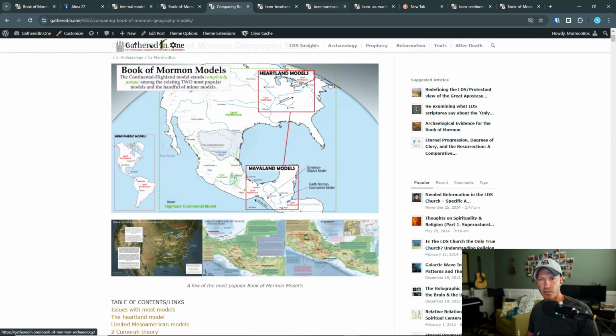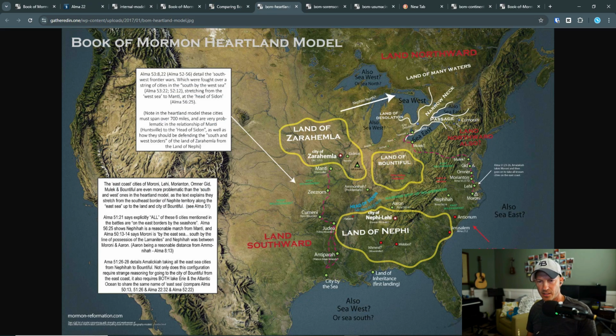Let's go to the Heartland Model. Okay, so in the Heartland Model, the land of Bountiful is typically said to be kind of in the Ohio Valley, right, where all the Adena and Hopewell heartland is. But some people put it up here, closer to there, because this can be their narrow neck, so it's everything just south of that narrow neck. But if this is the narrow neck of land here, then the land of Bountiful has to be like here. So in that case, now we've kind of switched. If we're going to put it up here, then we make the West Sea here, right?